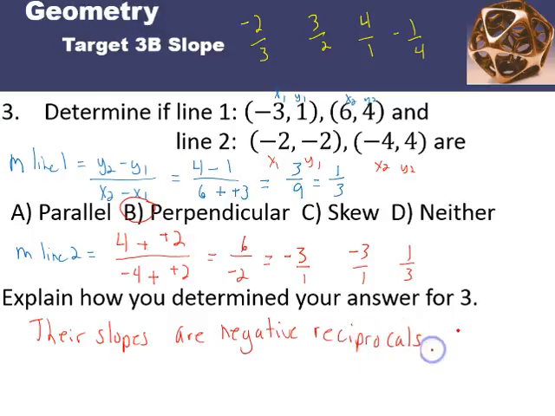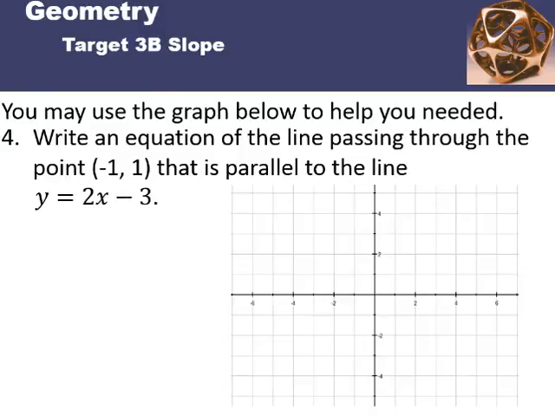Reciprocals of one another, right? So if their slopes are negative reciprocals, that means the lines are perpendicular. That's how I knew. Okay, number 4, I said you may use a graph to help you if you need it, but I'm not going to have you graph it this time, so you don't have to worry about graphing. All you have to do is write the equation of a line passing through it.